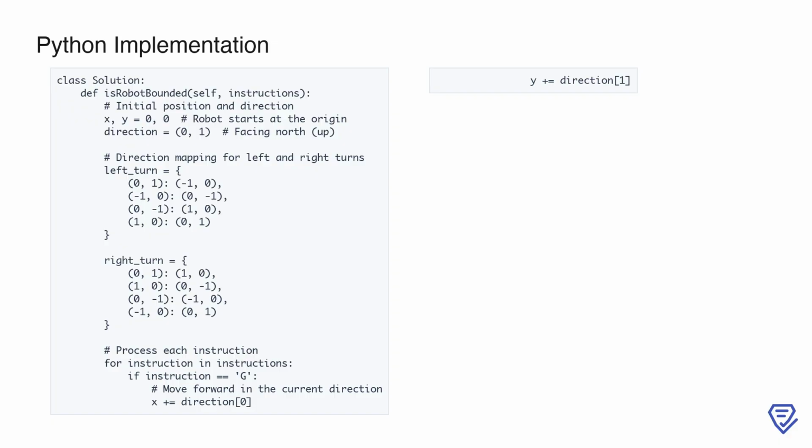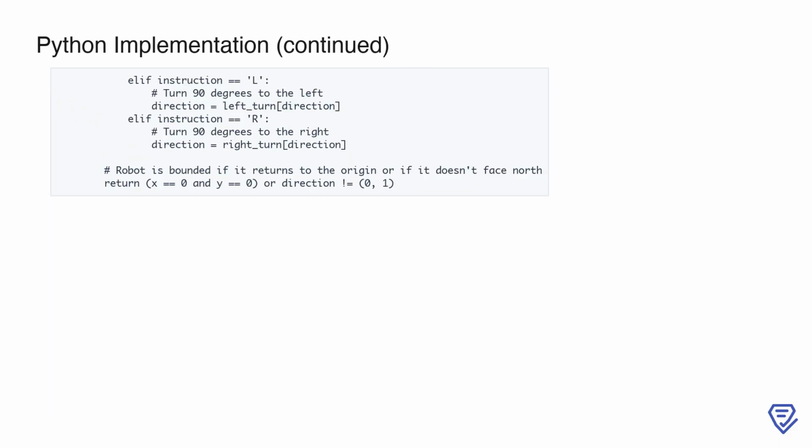Next, we loop through each instruction in the given string. If the instruction is G, the robot moves forward by updating its position based on the current direction. For instance, if the direction is 0, 1, we increase y by 1, moving the robot one step upward. If the instruction is L, the robot turns 90 degrees to the left. We update the direction by looking it up in the left_turn dictionary. Similarly, if the instruction is R, the robot turns 90 degrees to the right, and we update the direction using the right_turn dictionary.